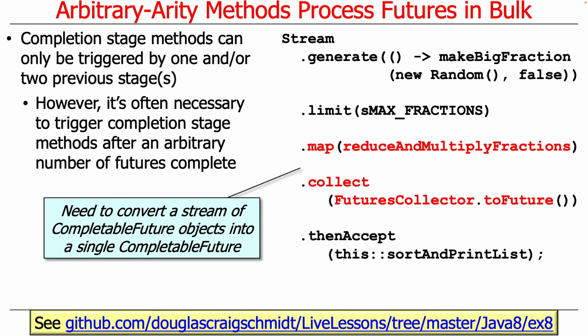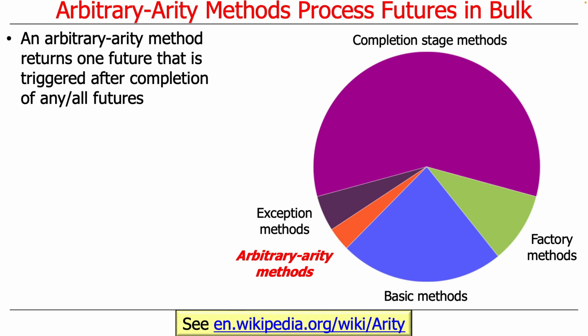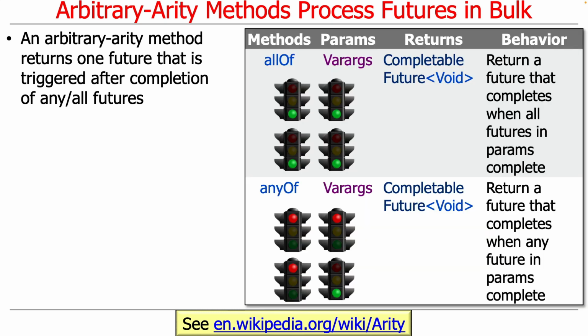And what we're going to do then is use collect and a futures collector to return a single completable future that will wait for all the other ones to finish. Really super cool way to do things. And to do that, we're going to have to use an arbitrary-arity method. And for arbitrary-arity methods, there are two of them, as we'll see. It's really the smallest of all the categories. It returns a completable future that is triggered after the completion of any or all of the completable futures that are passed to the methods that are involved.